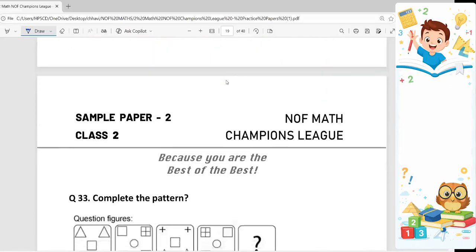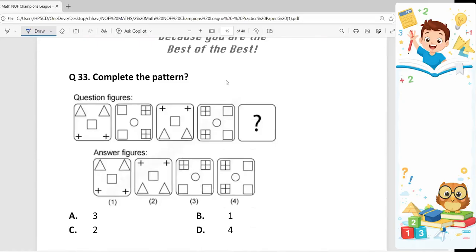Okay. Next, 33rd question. Complete the pattern. Now let's see this pattern. Two triangles, one square, two plus signs. Two squares, one circle, and these two blocks. Then this is 2 plus, 1 square and 2 triangles. So this and this are the same, and these are the same. Same means shapes. Now they are upside down. Here the plus was down, now it is up. Here the triangles were up, they are down, and the center square remains where it is.